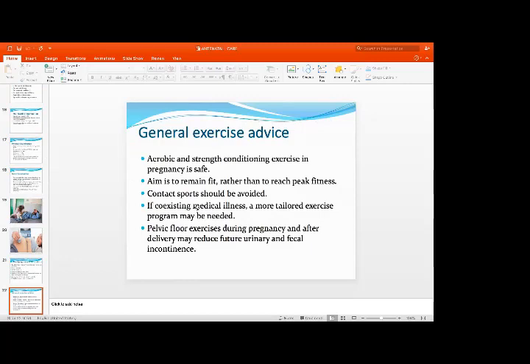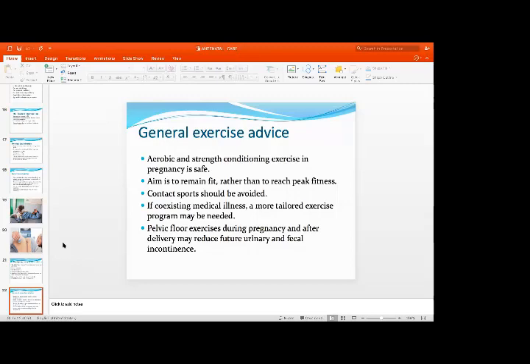Now, what is the general advice regarding exercise during pregnancy? Aerobic and strength conditioning exercise in pregnancy is safe. The main aim is to remain fit rather than to reach peak fitness. So she should be fit. Contact sports should be avoided. If there is a coexisting medical illness, or she has diabetes or hypertension or any other medical disorder, then she needs a more tailored exercise program. So a tailored exercise program should be advised to her.